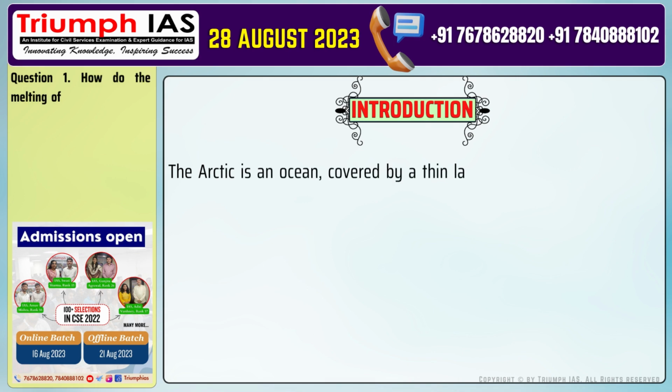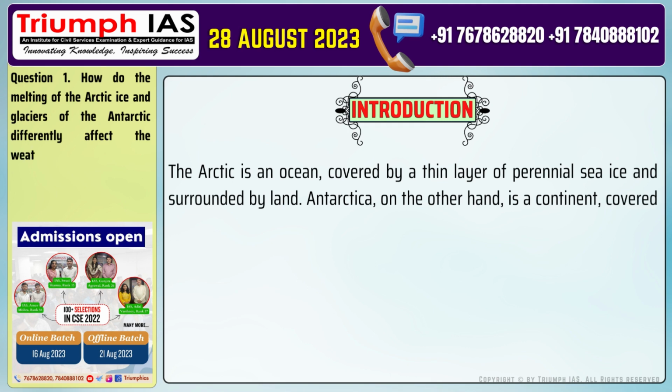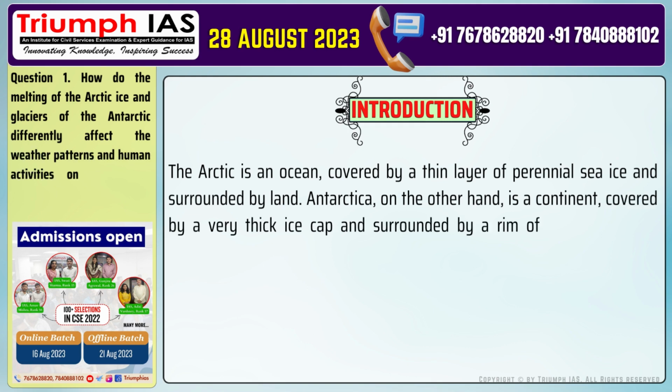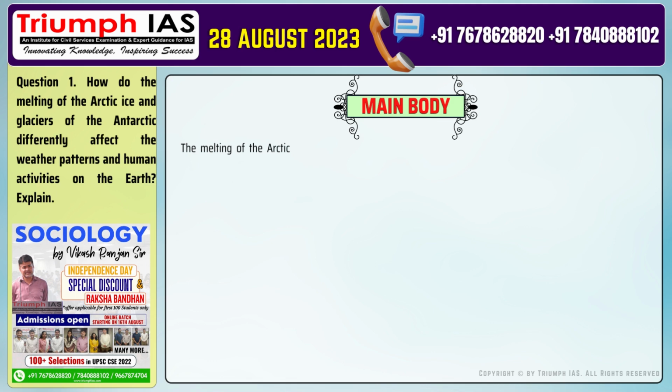The Arctic is an ocean, covered by a thin layer of perennial sea ice and surrounded by land. Antarctica, on the other hand, is a continent, covered by a very thick ice cap and surrounded by a rim of sea ice and the Southern Ocean. The main body of the answer should be: the melting of the Arctic ice and glaciers of the Antarctic affect the weather patterns and human activities differently as given below.